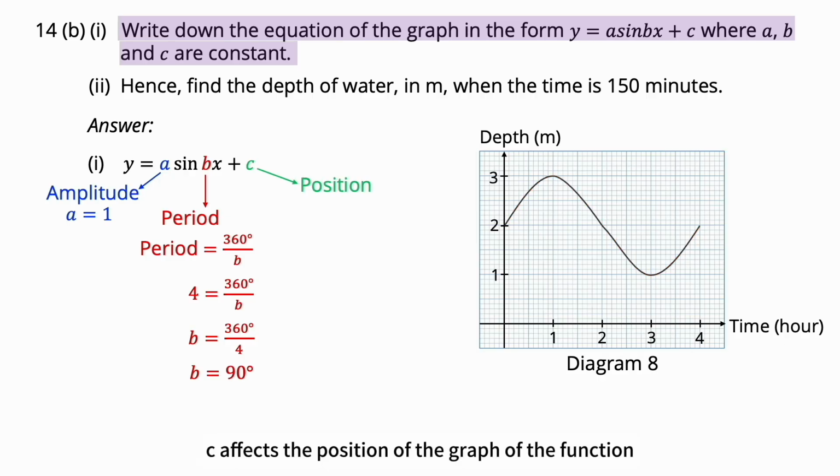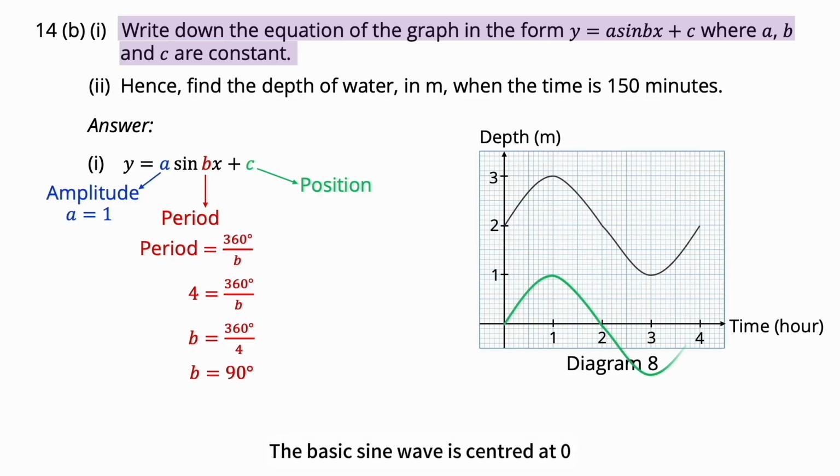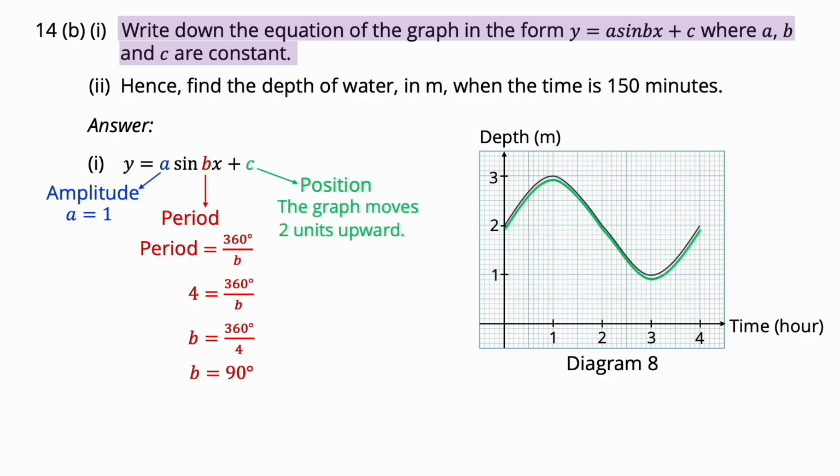c affects the position of the graph of the function. It moves the entire graph up or down vertically. This sine wave is centered at 2. This means the entire wave has been shifted upward by 2 units, compared to the basic sine wave, which is centered at 0. The graph moves 2 units upward. c equals 2. Therefore the equation is written as y equals sine 90x plus 2.